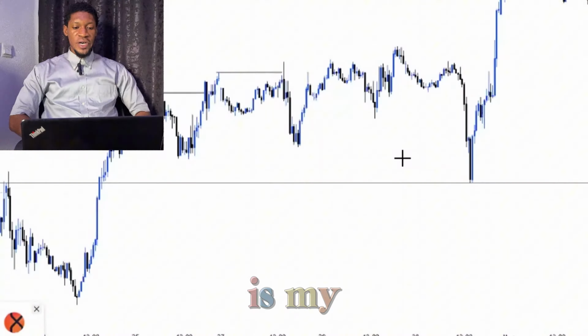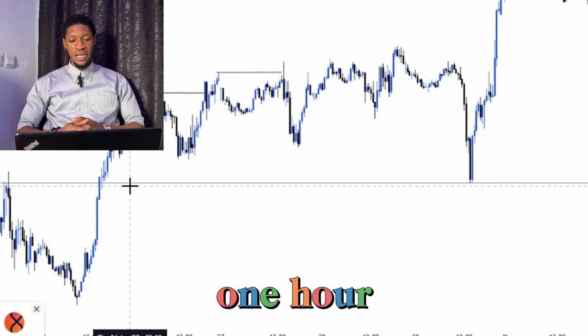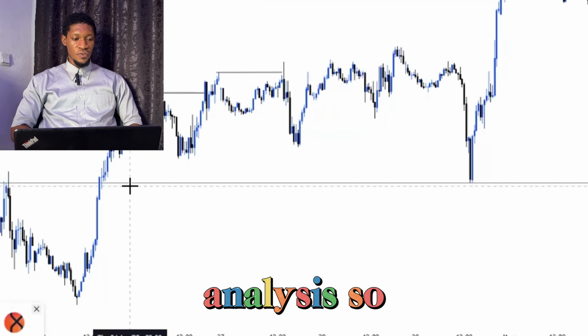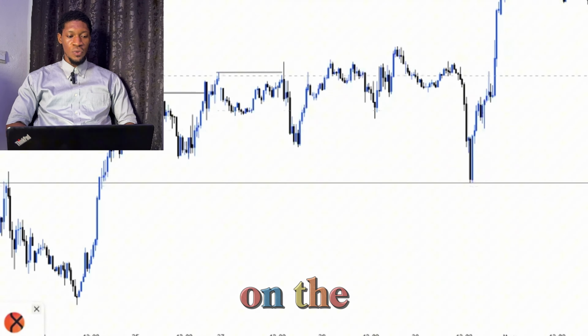So this is my chart, and this is NASDAQ 100, of course the 30-minute time frame. The reason why I like staying on the 30-minute time frame is because it's my execution time frame. It is a time frame where I take my position. Now let me take you to the 1 hour time frame where I do the analysis. First things first, you come on the 1 hour time frame.